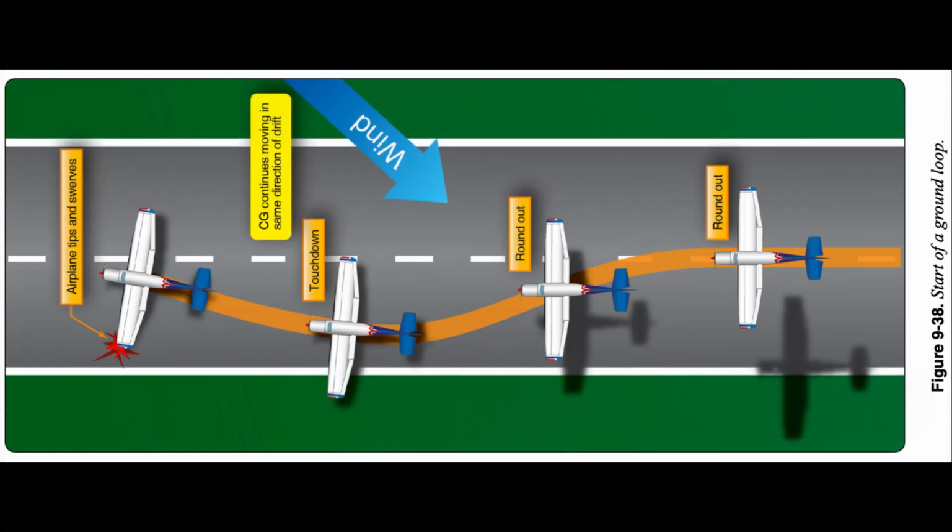Ground loop. A ground loop is an uncontrolled turn during ground operation that may occur while taxiing or taking off. However, an airplane is especially vulnerable to this occurrence during the after-landing roll. A ground loop may result if the pilot fails to control an initial swerve. Drift or weather vaning may cause the initial swerve.